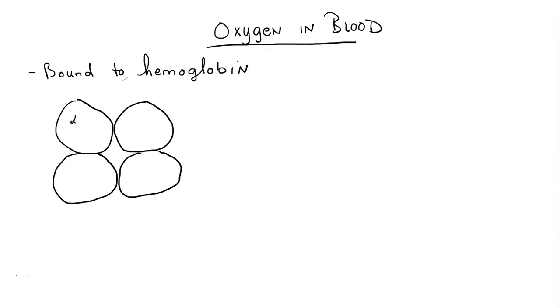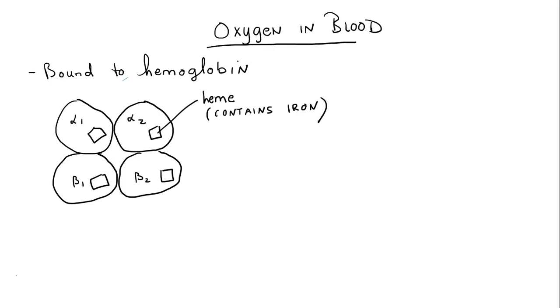bound to hemoglobin. Hemoglobin is a large protein with 4 subunits, 2 alpha subunits, alpha 1 and alpha 2, and 2 beta subunits. And each of these proteins that are bound together, they each have a molecule of heme. Okay, and heme is not a protein, but it is sitting in the protein of hemoglobin. And there are 4 hemes per hemoglobin. Heme contains iron, and it is the iron that the oxygen is going to bind to. And so each hemoglobin molecule, which is made up of 4 subunits, can bind to 4 molecules of oxygen.